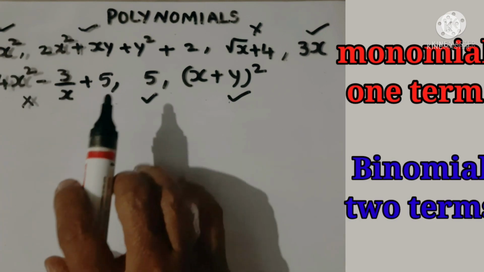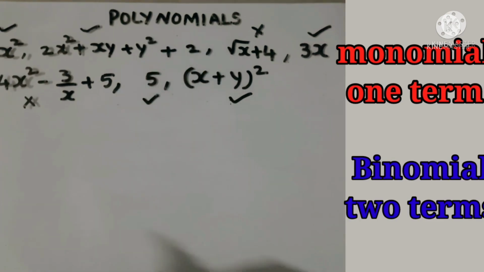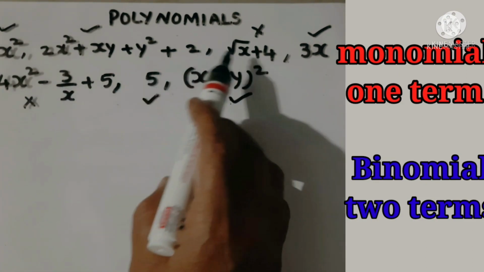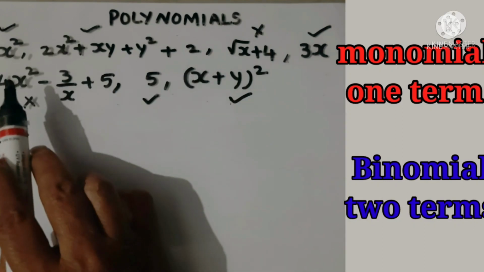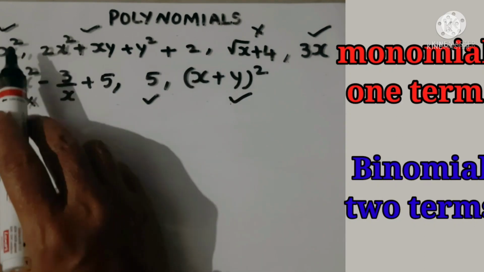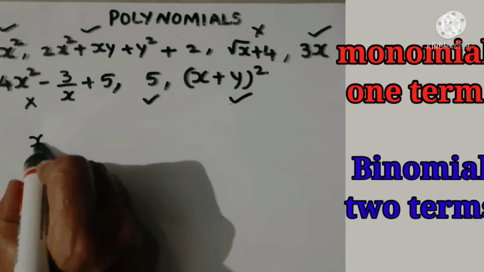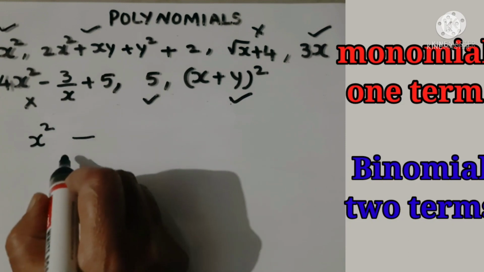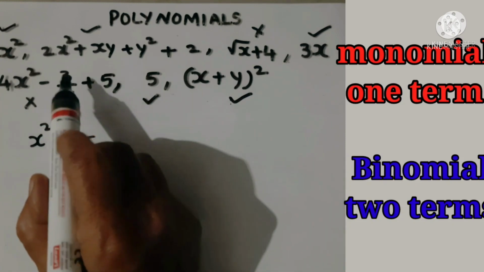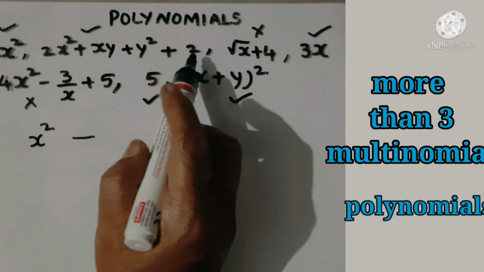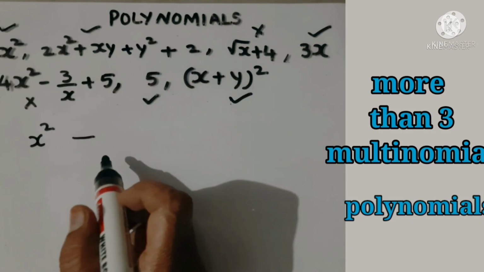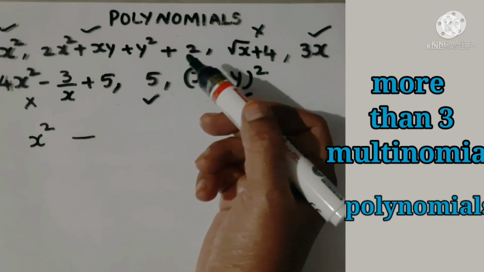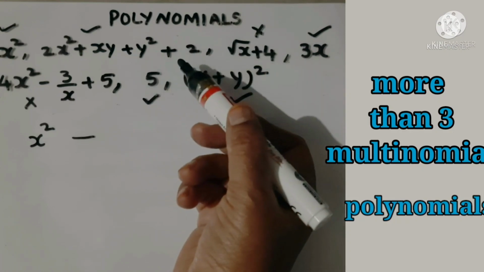Depending upon the terms also we can define the polynomials. So here see how many terms are there in this x square. Just one term is there. So this is called monomial. And see here how many terms are there. 1, 2, 3, 4 terms are there. So this is called polynomial. More than 3 we call all those as polynomials.